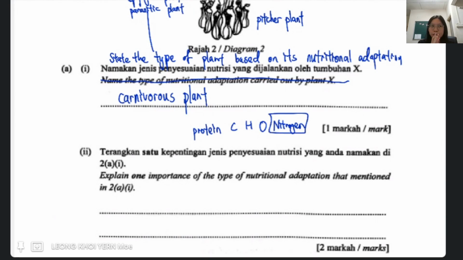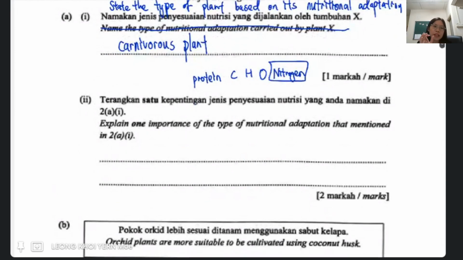As you learn in Chapter 3 about nitrogen, phosphorus, potassium, all the macronutrients and micronutrients, they really emphasize nitrogen for protein synthesis in plants. So after all I said, what am I trying to explain? This trapped insect can supply nitrogen to the plant. This nitrogen will be used in the synthesis of protein. Why do we need protein? The main reason we need protein is for growth.